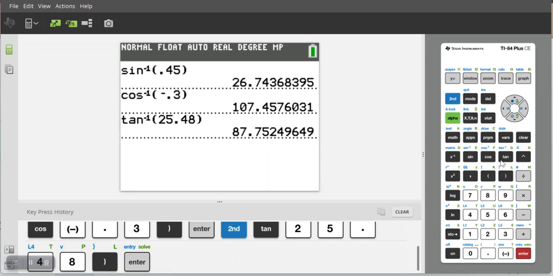But your inverse trig functions are probably going to be associated with your normal trig function buttons, probably some additional functionality for those buttons. In this case, it's the second feature.